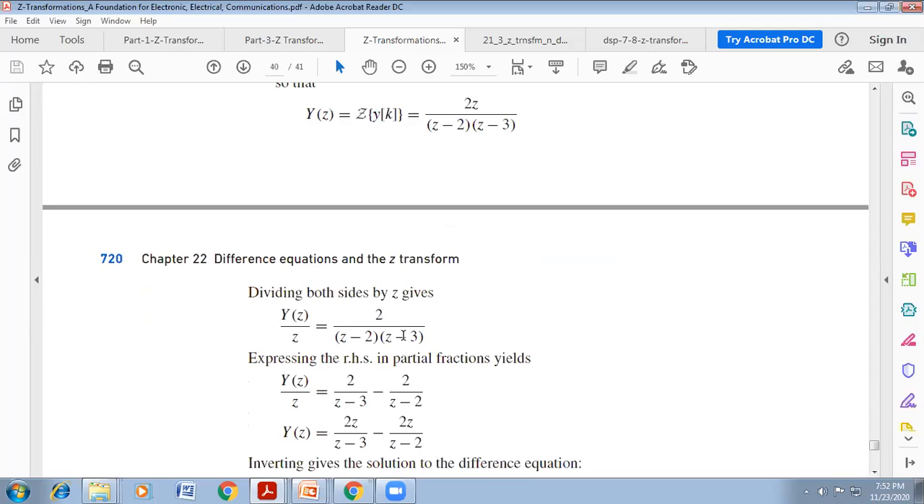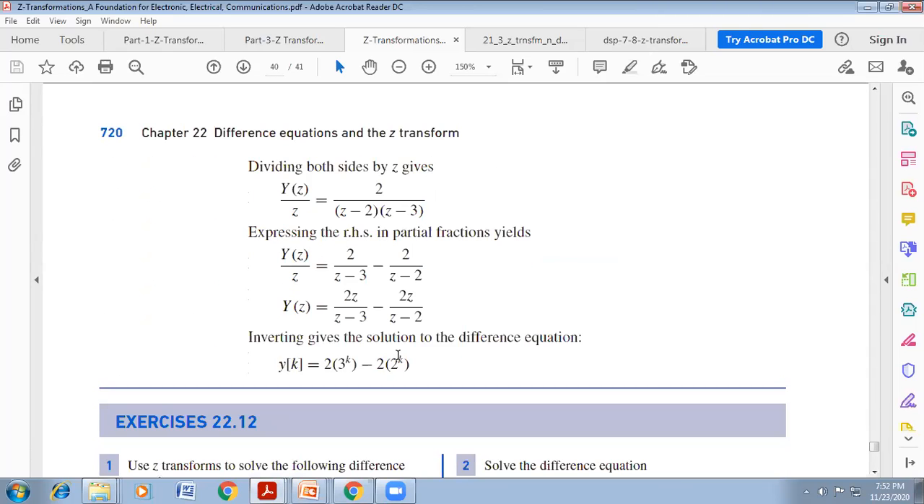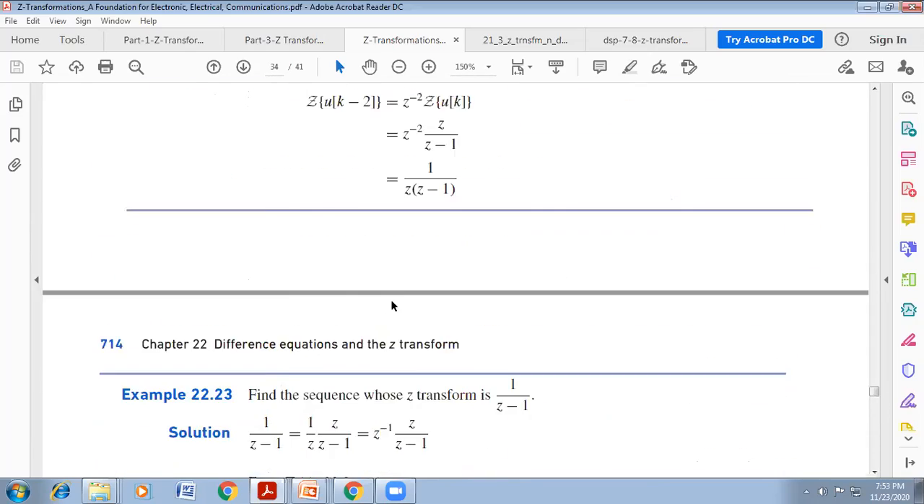This right hand side can be written using partial fractions. By the partial fraction method, we have solved many examples in our previous lectures on Z transformation. So this can be written as 2 divided by z minus 3 minus 2 divided by z minus 2. So Y(z) will be 2z over this minus 2z over this, and inverting gives the solution to the difference equation. That means taking the inverse Z transformation, and from the previous table 22.2, you must know table 22.2.